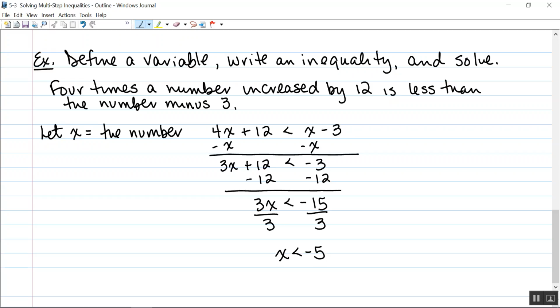problem. So in this lesson we took a look at solving multi-step inequalities where you'll have to add or subtract and then multiply or divide and then add or subtract, keeping in mind that anytime we multiply or divide by a negative we have to flip that inequality.